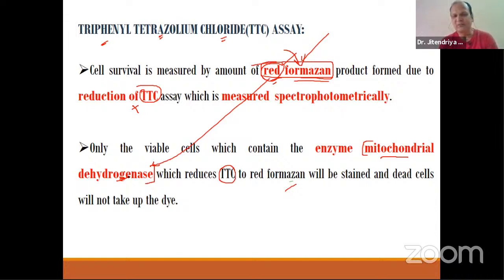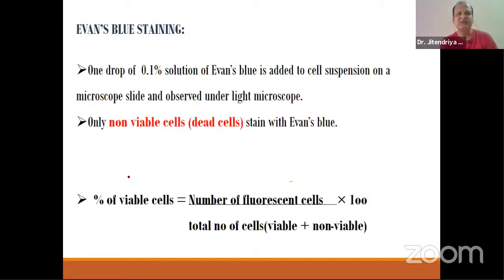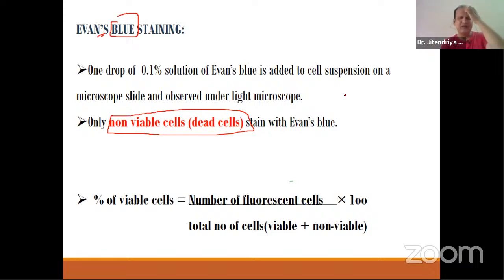So the remaining cells, you can say those cells are dead, whereas these cells which are red or magenta, those were the living ones. Further, Evans blue staining. Here you have to remember the stain will make the cells blue. And which cells will take this stain? The non-viable or dead ones. So together, you can say that if you apply that TTC or this one, later on I will show you a photograph by means of which you can understand.